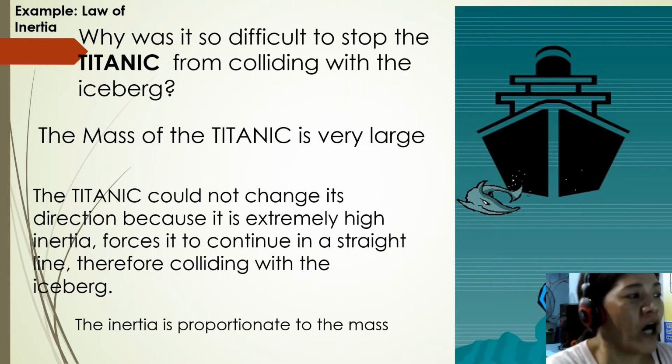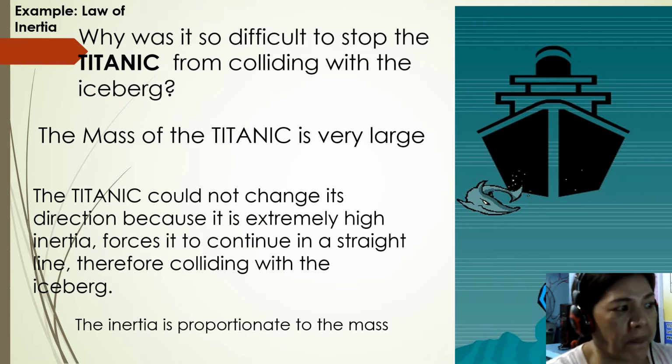Now, we have another example for the law of inertia. Why was it so difficult to stop the Titanic from colliding with the icebergs? Now, you have to consider that the mass of the Titanic is very large. So, the Titanic could not change its direction because its extremely high inertia forces it to continue in a straight line. So therefore, it collided with the icebergs. You always have to remember that the inertia is proportional to the mass.